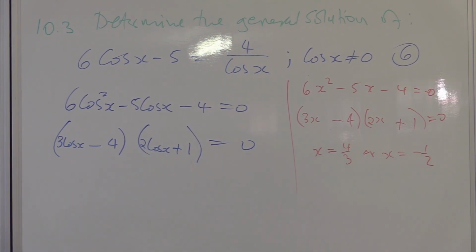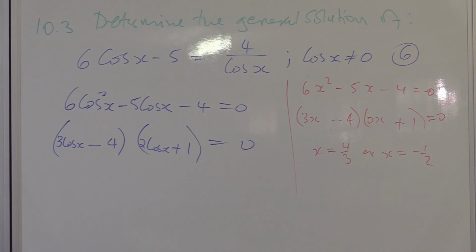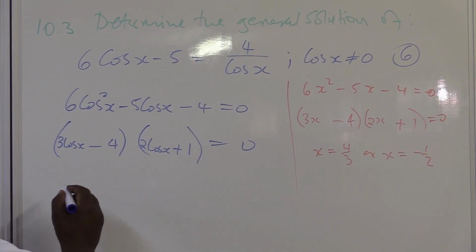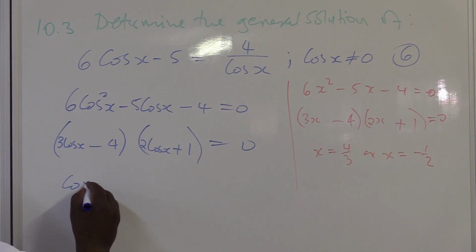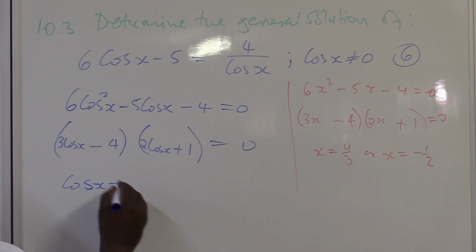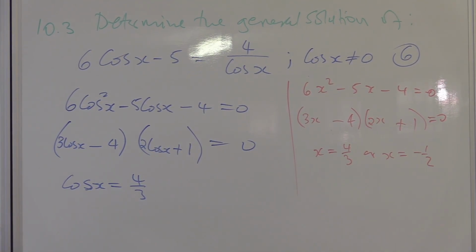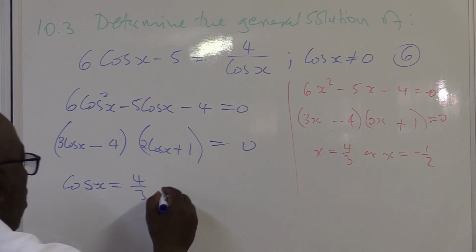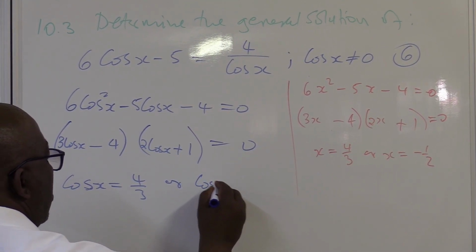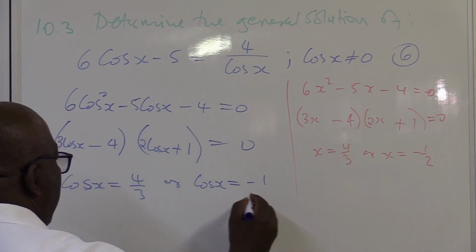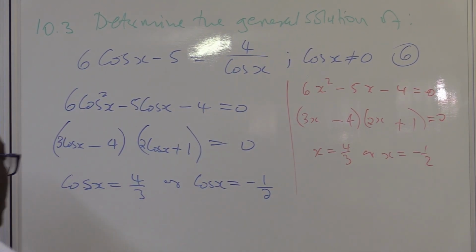The ultimate goal is to isolate that cosine and have cos x equal to something. We're getting there. Let's work this one out. It will be cos x equals 4 over 3, isolated now, or cos x equals, taking 1 that side, minus 1 divided by 2, minus half. This is what we have.